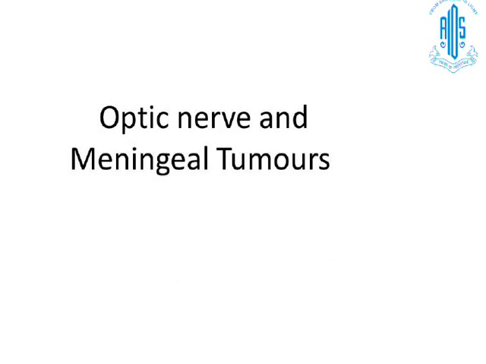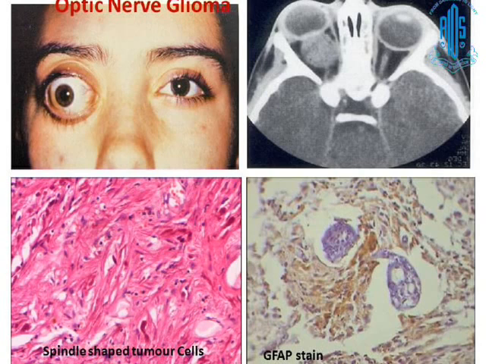These are optic nerve gliomas, which are also known as pilocytic astrocytoma, low-grade tumors, with spindle-shaped cells. Now they are positive for glial fibrillary acidic protein.